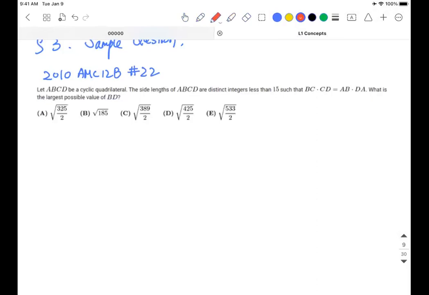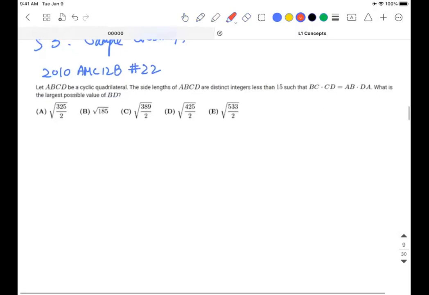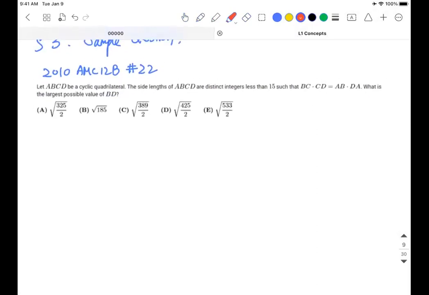Okay, let's have a look at how we're going to deal with such a problem. The most important thing is, whenever you read it, you need to figure out what the most important properties are. First one: let ABCD be a cyclic quadrilateral. This is not a regular quadrilateral, it's a cyclic one. There are some properties you need to know for cyclic quadrilaterals. The sides of ABCD are distinct integers less than 50. This is another part you need to highlight.